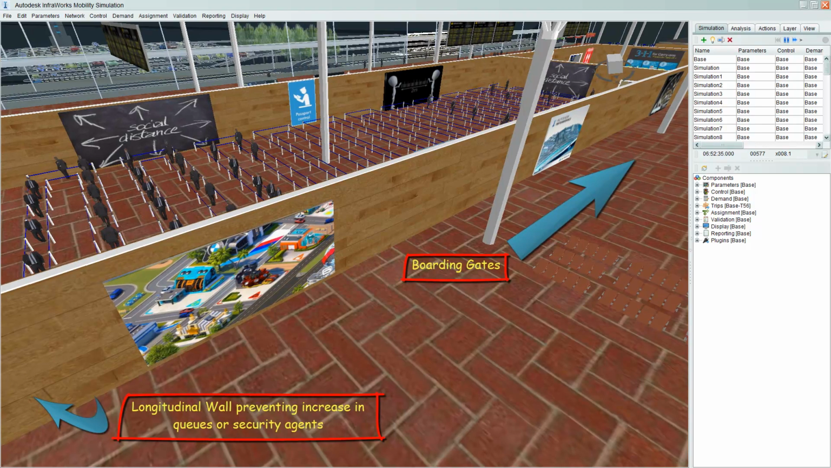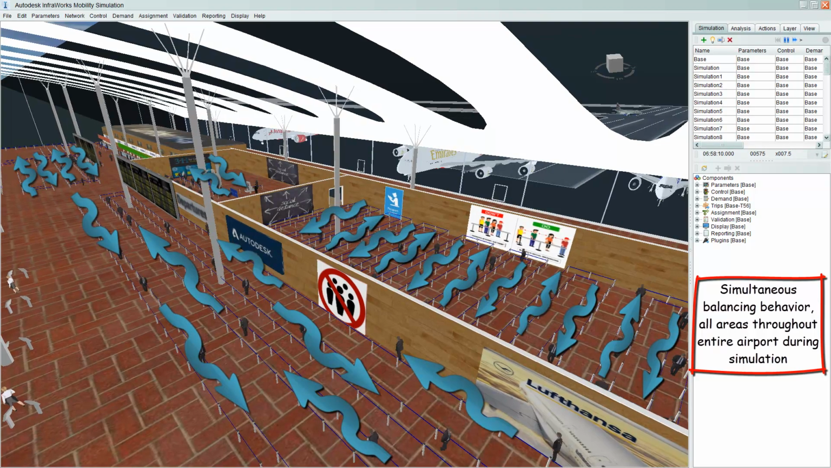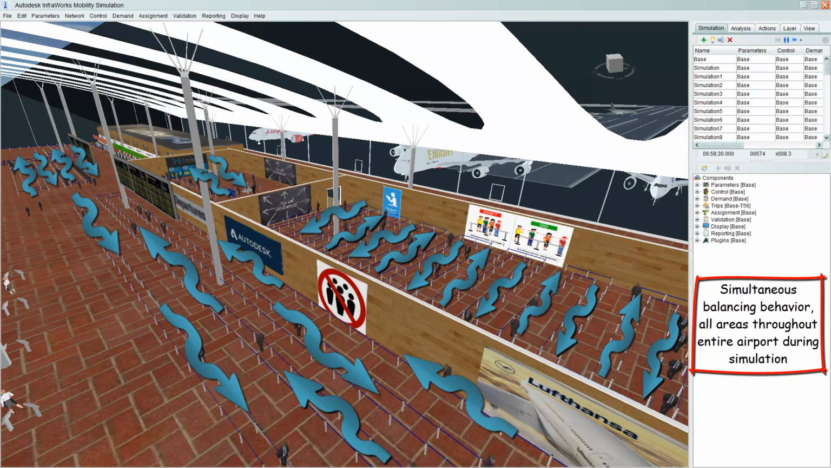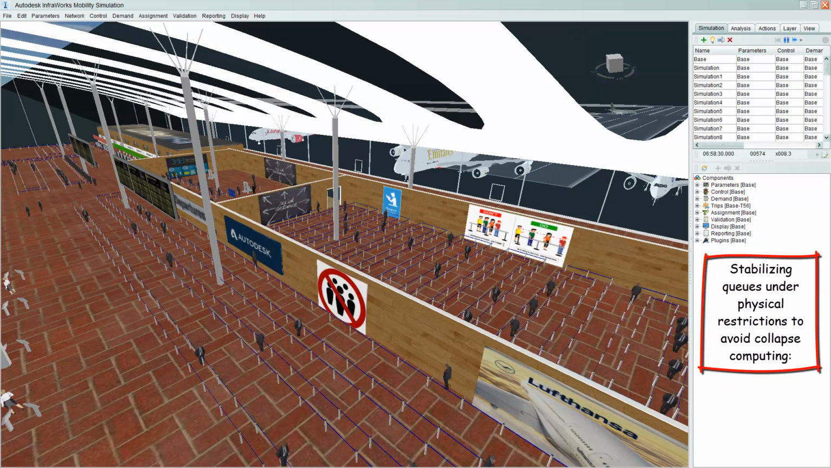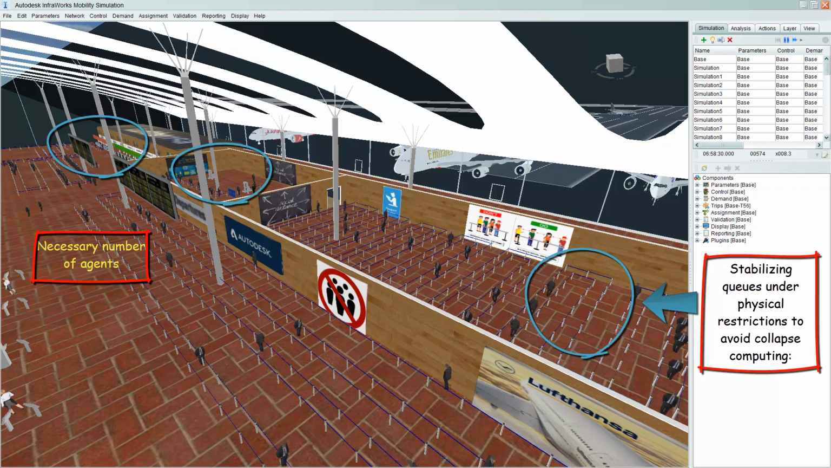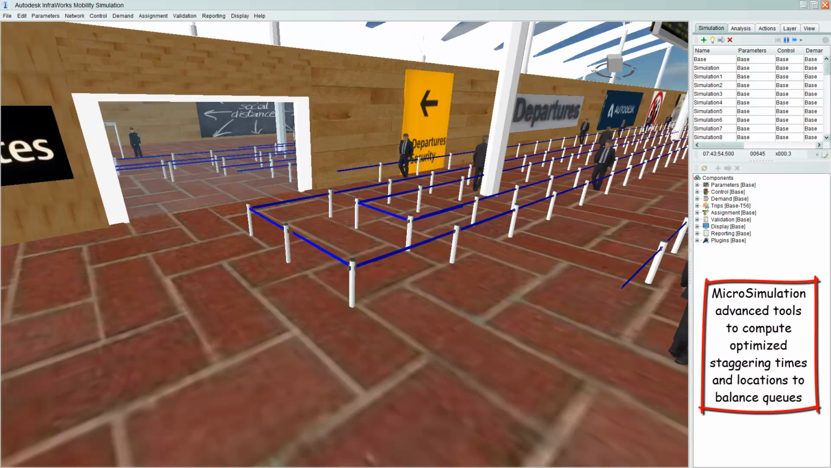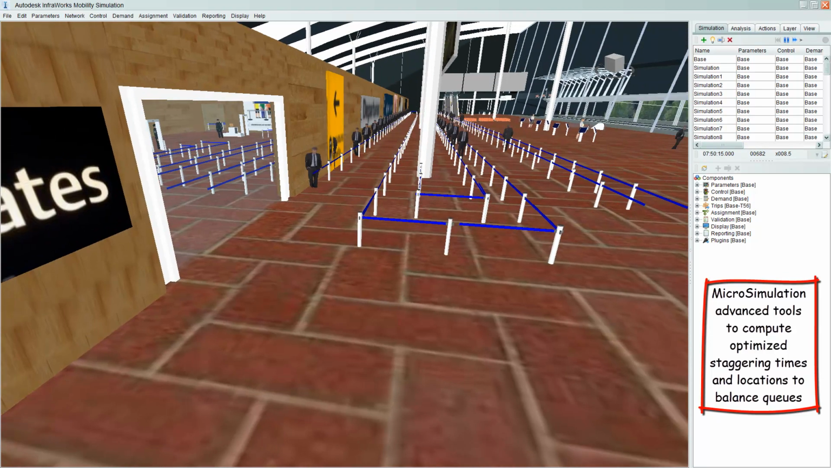The key to resolving the problem resides in running microsimulation balancing queue geometry, demands, waiting times, start-stop locations, physical restrictions, walking speeds, delays, and necessary number of agents to avoid collapse, providing distancing everywhere and simultaneously. Simulation also provides advanced tools to compute time, location, and duration to hold and release people to maintain proper balancing.